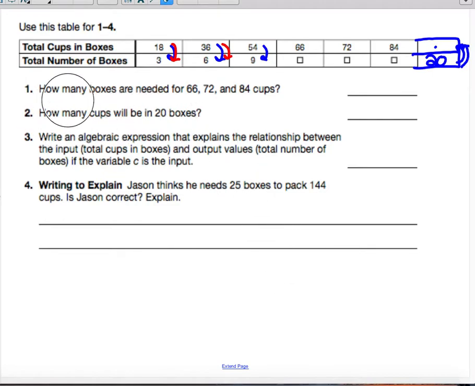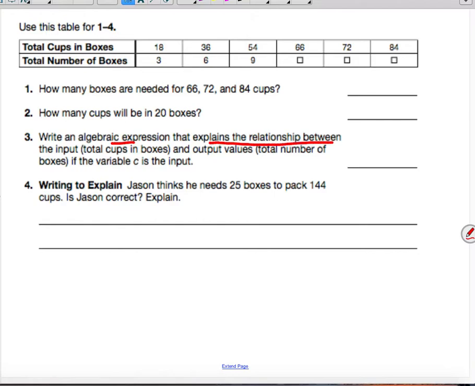All right, let's take a look at number 3. Number 3 says, write an algebraic expression that explains the relationship between the input, the total number of cups, and the output, the total number of boxes, if the variable is C. The expression in this case would be the relationship that takes you from the input to the output, and your variable is C.